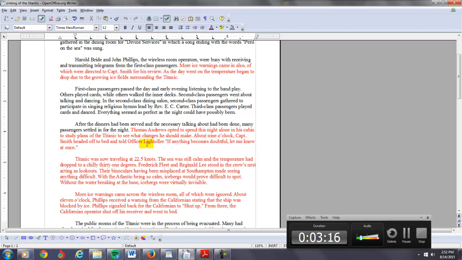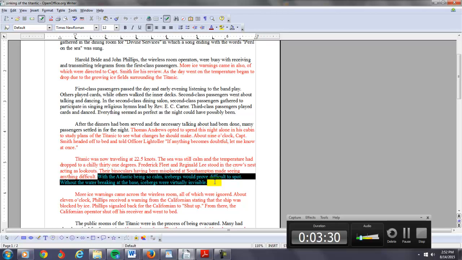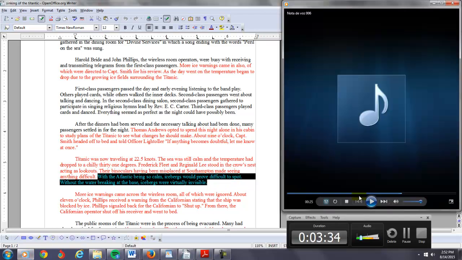But the other idea is here. It says, with the Atlantic being so calm, icebergs would prove difficult to spot. Without water breaking at the base, icebergs were virtually invisible. This is a key idea here that you didn't really mention. Now maybe you'll mention it later on as we get going, but let's see.